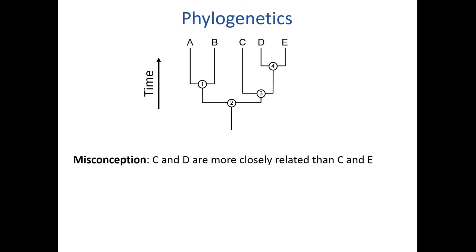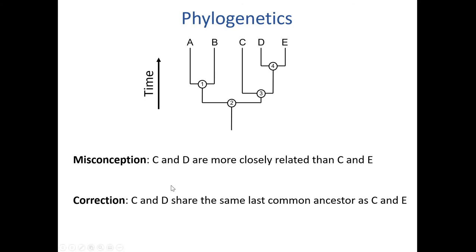Okay, our next misconception is that C and D are more closely evolutionarily related than C and E. So this kind of seems like it would make sense, right? I mean, C and D are closer on this chart than C and E are, but that's actually a misconception, and in truth, C and D actually just share the same last common ancestor as C and E. So as you can see, the last common ancestor between C and D is here at node 3, and the same is true for C and E.